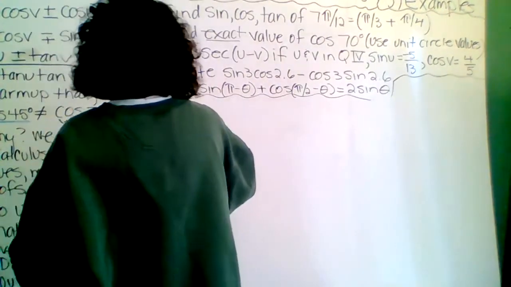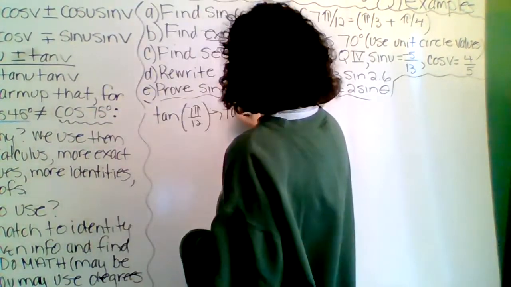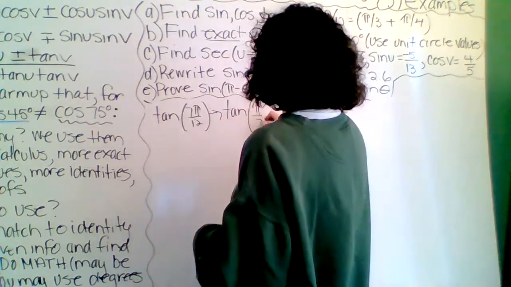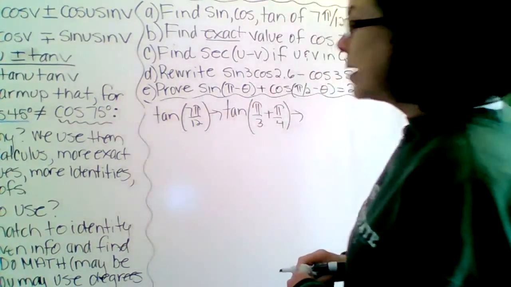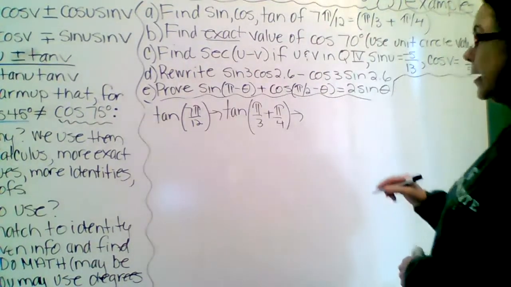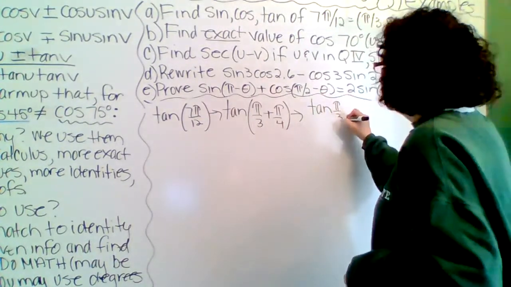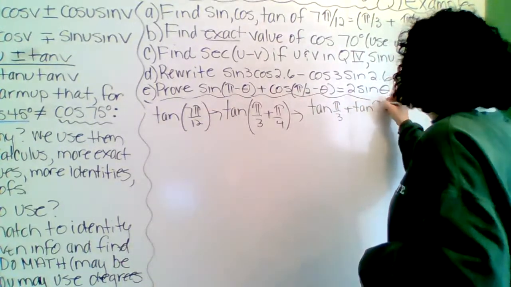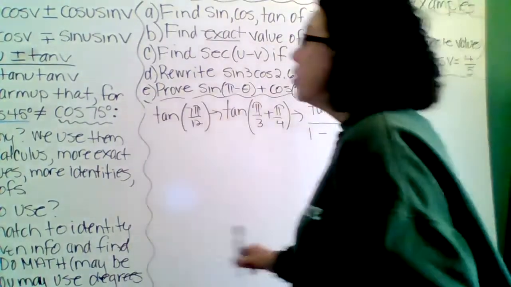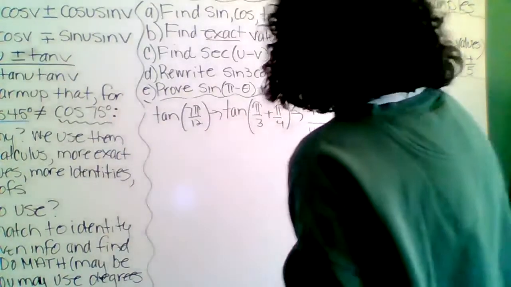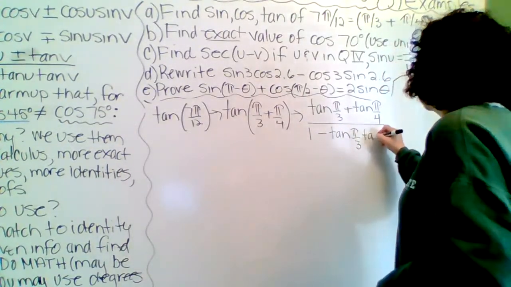Tangent of 7 pi over 12 is tangent of pi over 3 plus pi over 4. And what is my situation? I have tangent of 2 angles being added. That would be tangent of pi over 3 plus tangent of pi over 4 divided by 1 minus those same values, tangent of pi over 3, tangent of pi over 4.